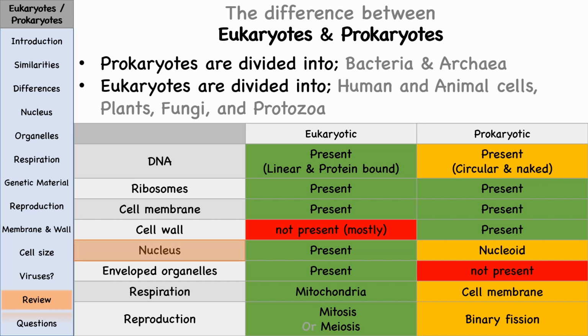Prokaryotic cells do not contain a real nucleus. They have a nucleoid. Prokaryotic cells do not have any enveloped organelles like endoplasmic reticulum or Golgi apparatus. And they have no mitochondria, so they depend on the membrane for respiration. Eukaryotic cells reproduce by mitosis and meiosis, while prokaryotes reproduce by binary fission. This concludes our discussion about the subject. If you want to test your knowledge by solving the questions, continue the video.